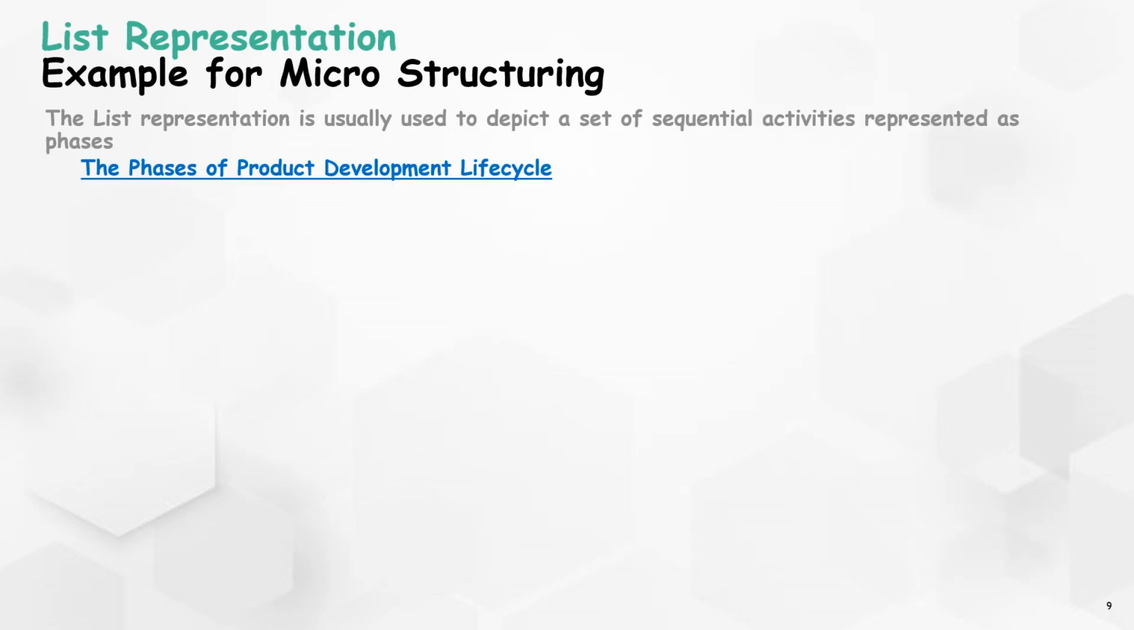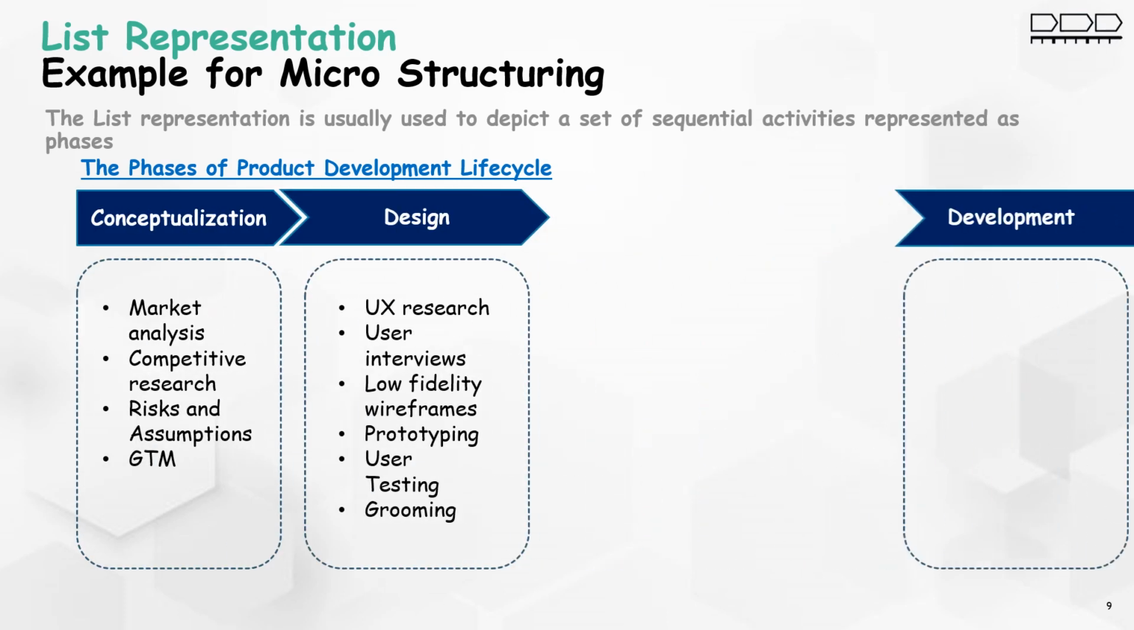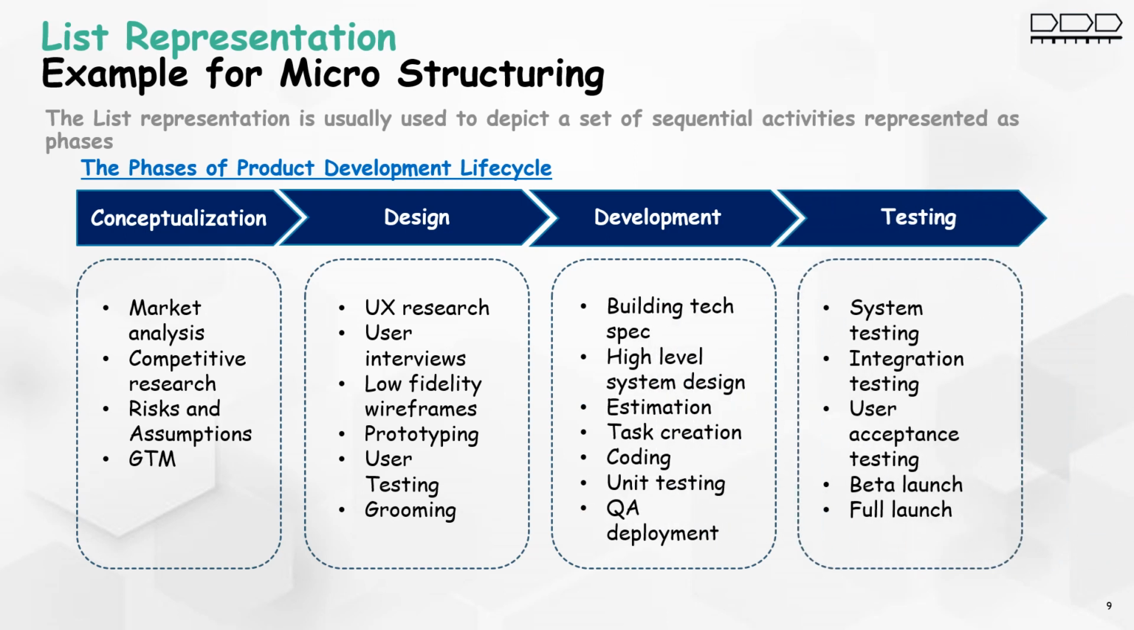Now, next one is list representation. It is usually used to depict a set of sequential activities represented in the form of phases. For example, here the topic at hand is the product development life cycle. What are the phases? There are 4 different phases which you can see: conceptualization, then designing, development, and finally testing.